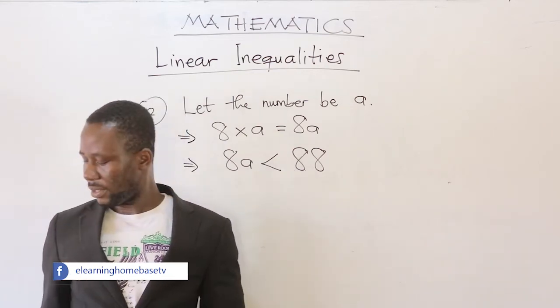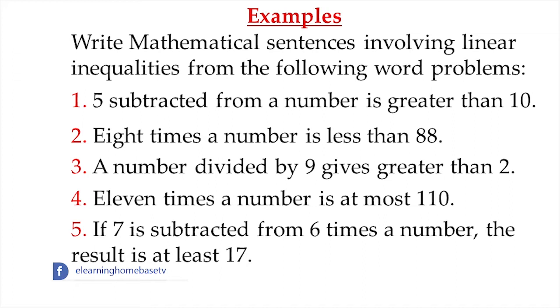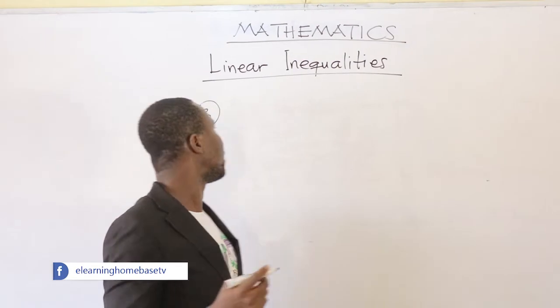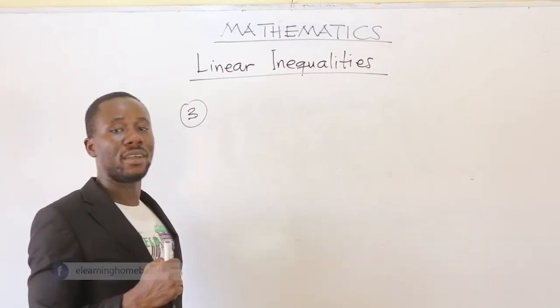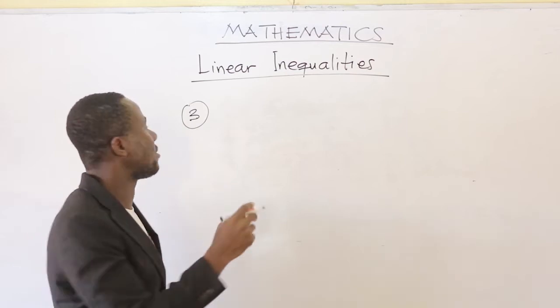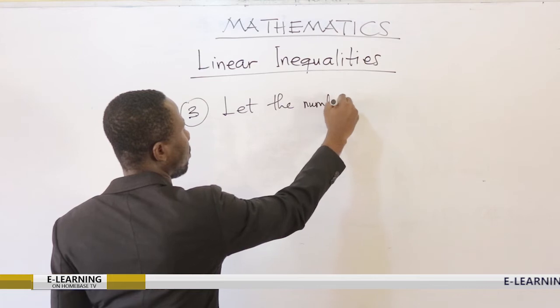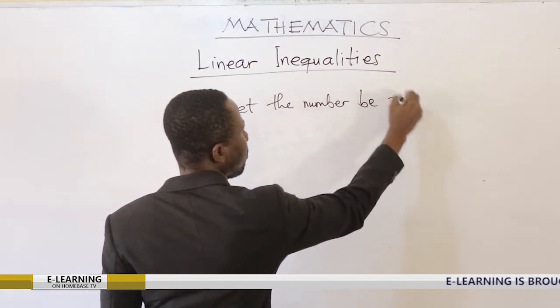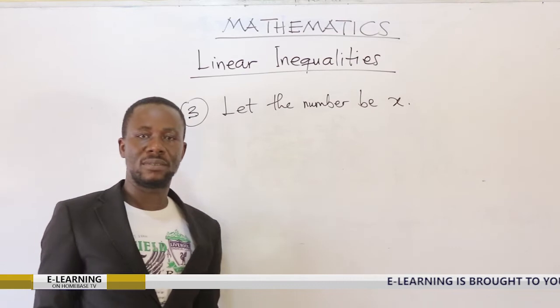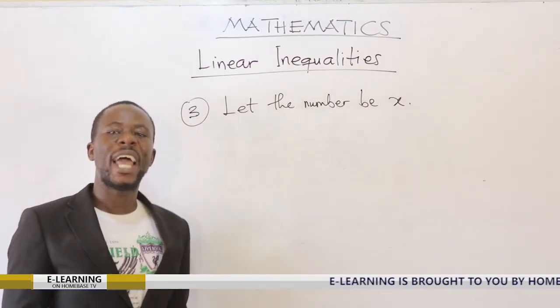Let's move on to the third example. Listen attentively. A number divided by 9 gives greater than 2. Do you know the number? No. I'm going to choose my own variable here. So let the number be x. Now I have my number, which is x, represented by the variable x. Say a number divided by 9.